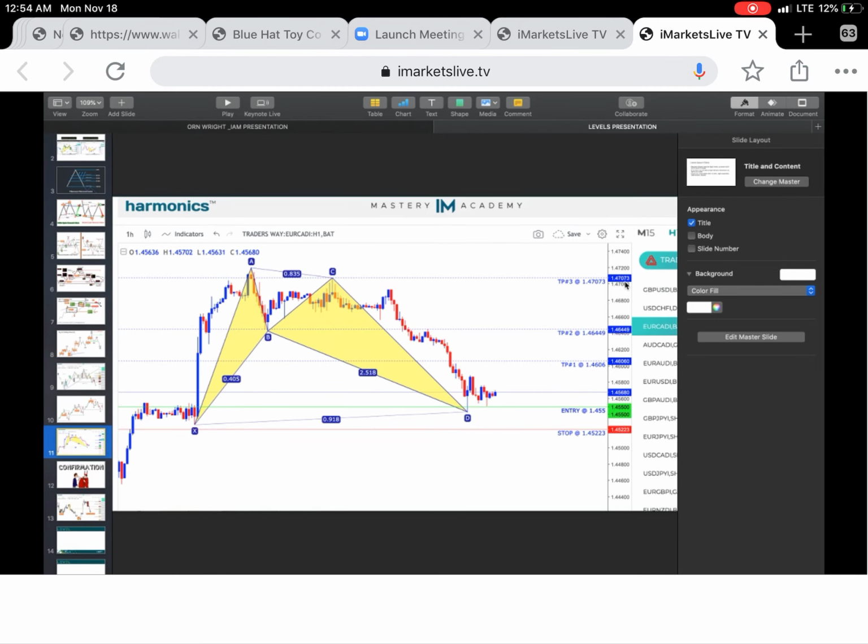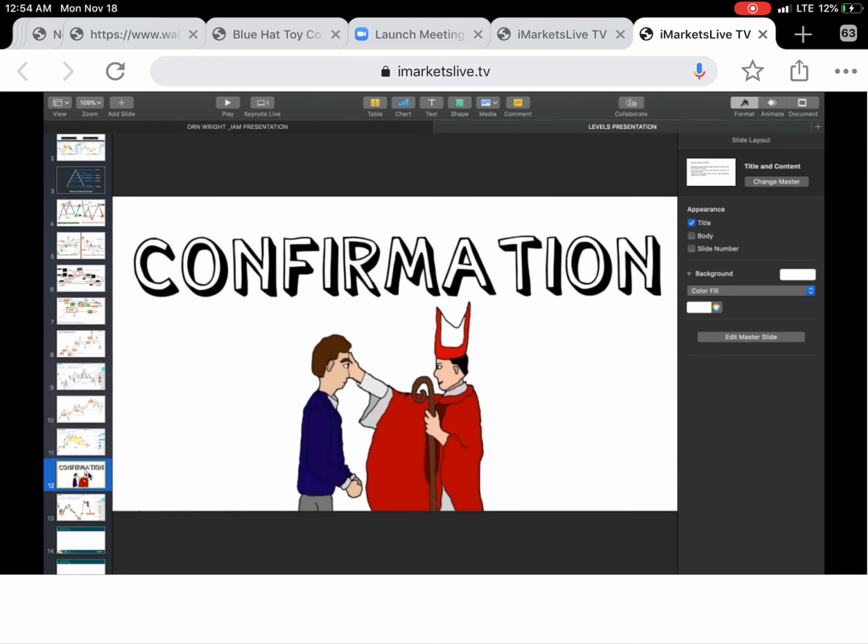So now, Harmonic Scanner is telling me right now in the 1 hour time frame, EuroCAD to buy this level. Before I buy this, I need what? Confirmation.